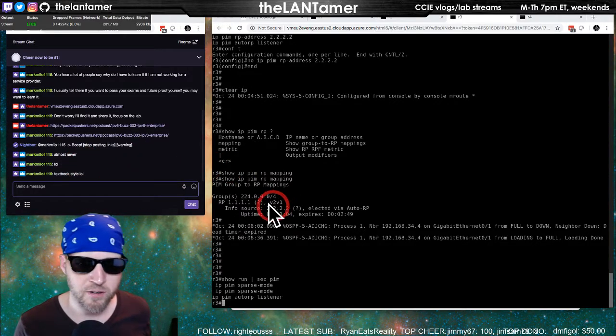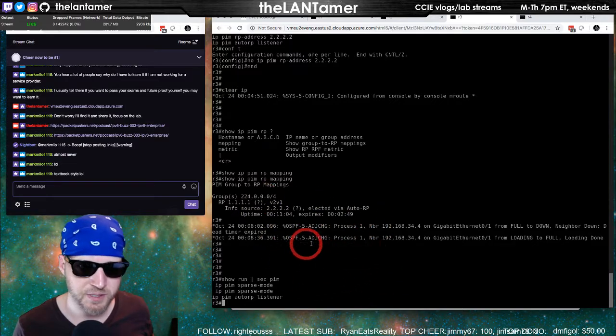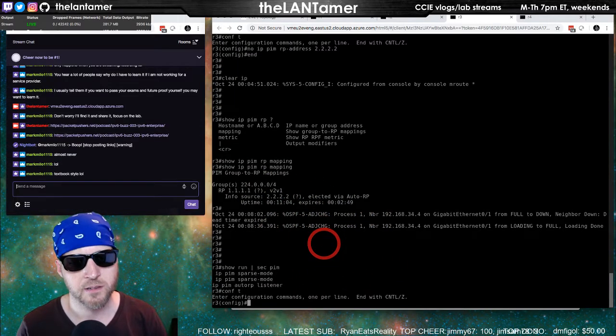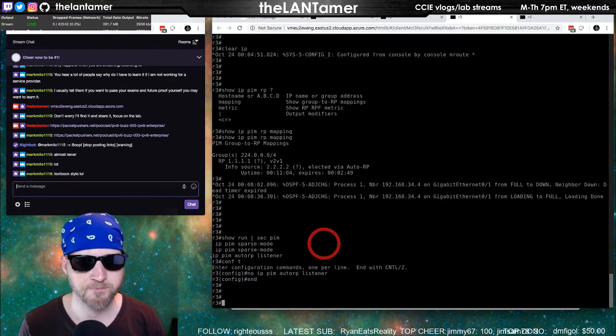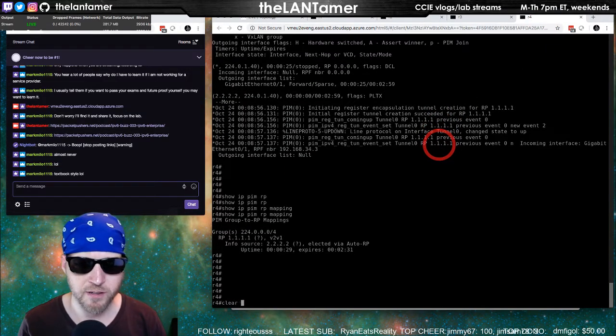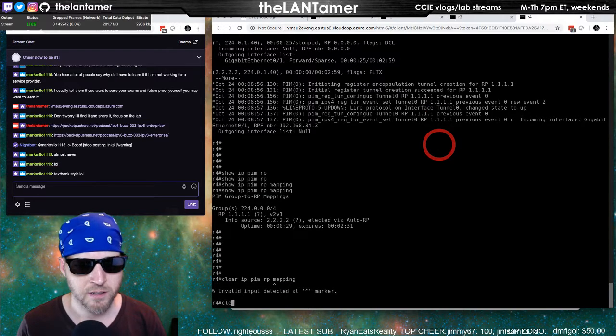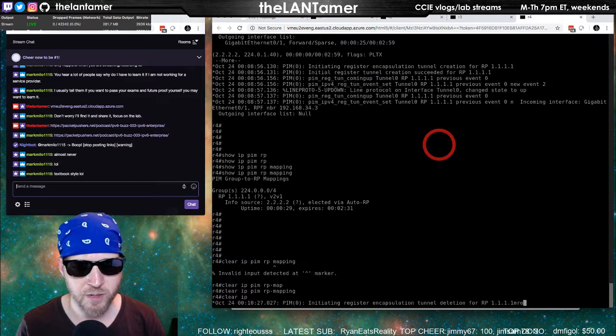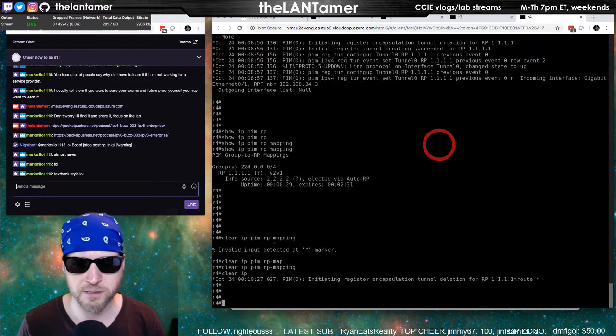Oh, so you know what? Auto RP listener is going to work for all interfaces on router 3. That's why. Let's take that off. And we'll go back over here. Clear IP PIM RP mapping. Clear IP mroute star.